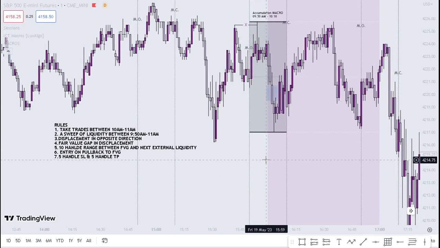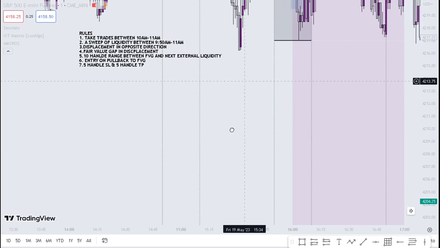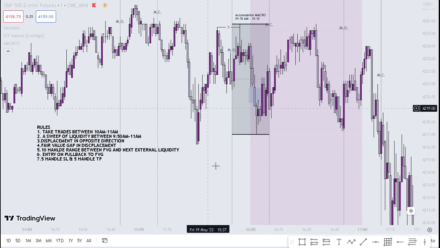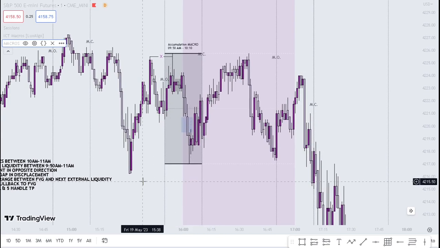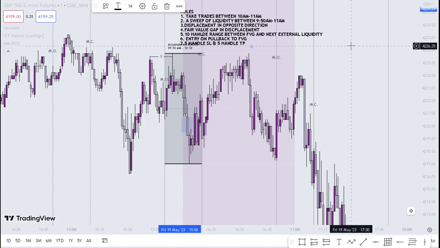And as you can see in this particular example, we did not have a 10 handle range, as the next external liquidity is right there. There's nothing else for price to target below this swing low on the left. So on this day, we do not take the position, as there's not enough of a range to target. Which means we close the week off with 3 winners and 1 loss, out of 4 positions. This was just to show how the strategy works.